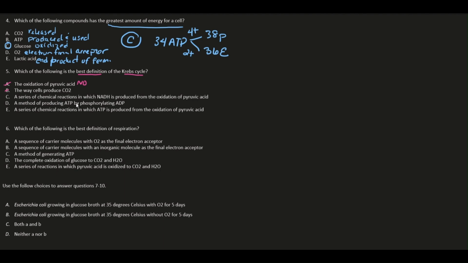D, a method of producing ATP, no, we don't see that. And E, a series of chemical reactions. So we see a series of chemical reactions in C and E. Now we need to go in deeper to know what the best definition is. So C, a series of chemical reactions in which NADH is produced from oxidation of pyruvic acid, which is true, and E, a series of chemical reactions in which ATP is produced from oxidation of pyruvic acid. Well, there is a small amount of ATP that is produced. We are going to go with the answer C. That is the best definition of the Krebs cycle.